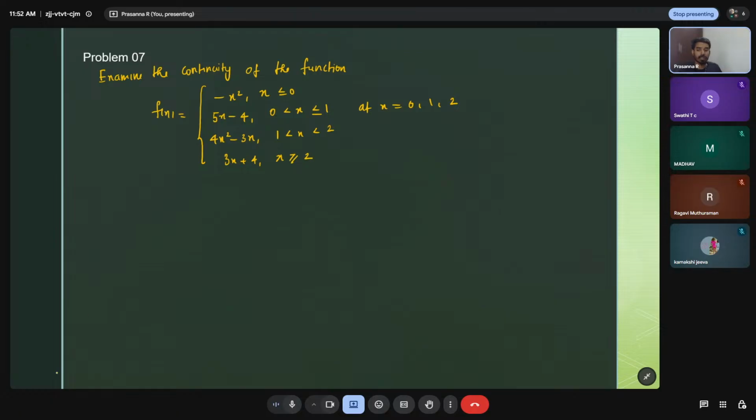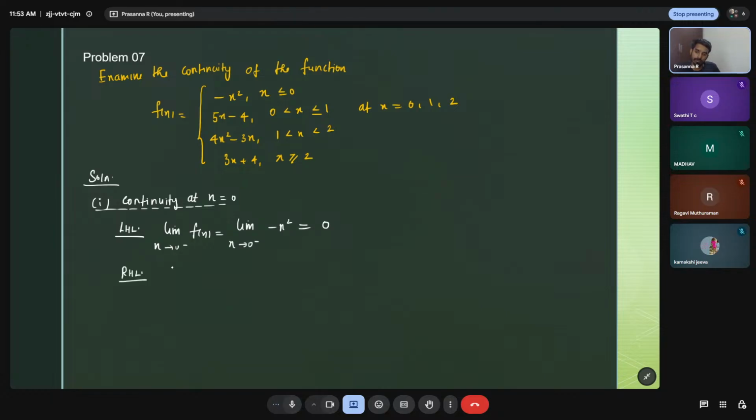So we need to check whether f is continuous at 0, 1 and 2. So a little bit lengthy. So first what we will do is we will check continuity at x equal to 0. See, we can do in two ways. That is, you will find LHL at 0. So limit x tending to 0 minus of f of x, to the left of 0. What is your function? Minus x square. So when you put the limit, it will be 0 only, because minus 0 square.